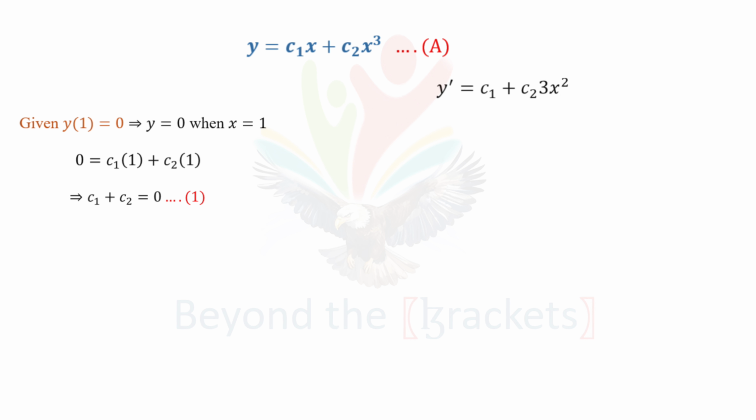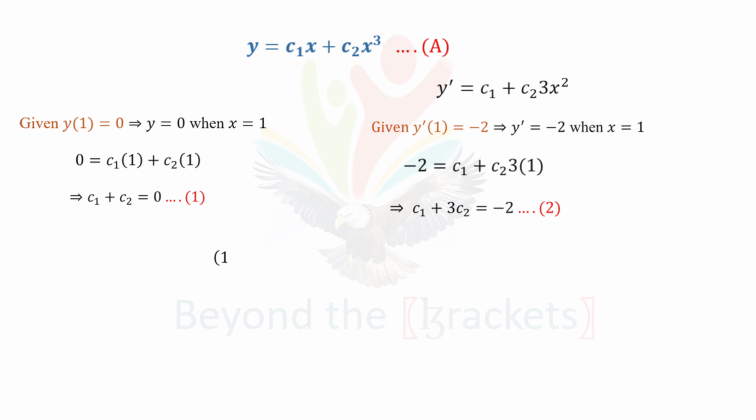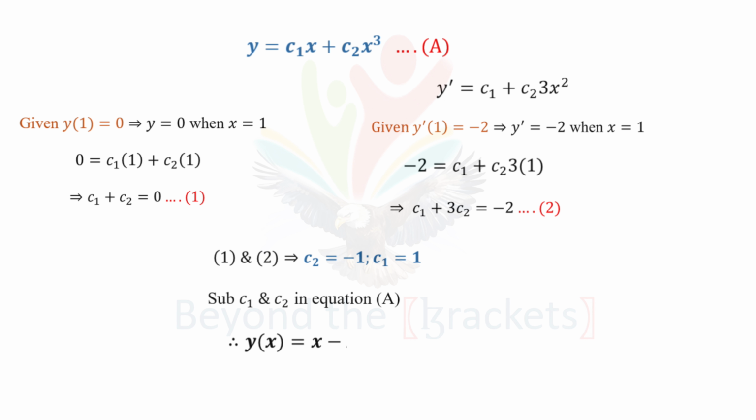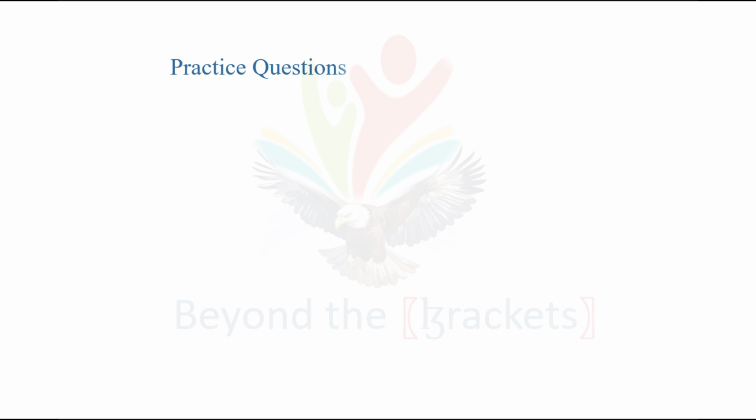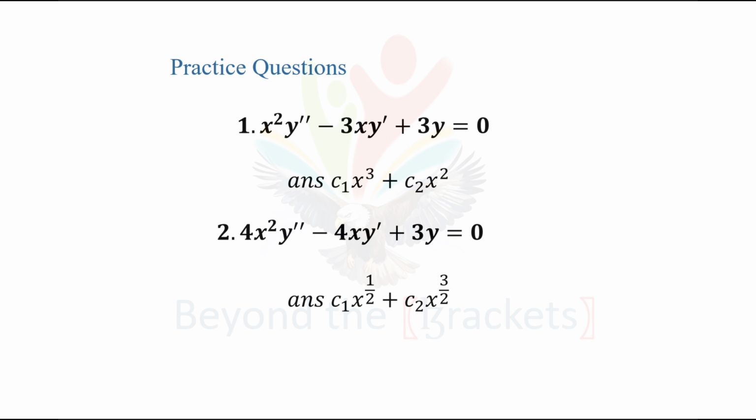Second boundary condition is y dash of 1 is equal to minus 2, that is y dash is equal to minus 2 when x is equal to 1. Substituting these values, we get c1 plus 3c2 is equal to minus 2. Solving equations 1 and 2, we get c1 as 1 and c2 as minus 1. Substituting both these values in equation A, we get the solution as y of x is equal to x minus x cube. Here, two more practice questions are included along with their solutions.